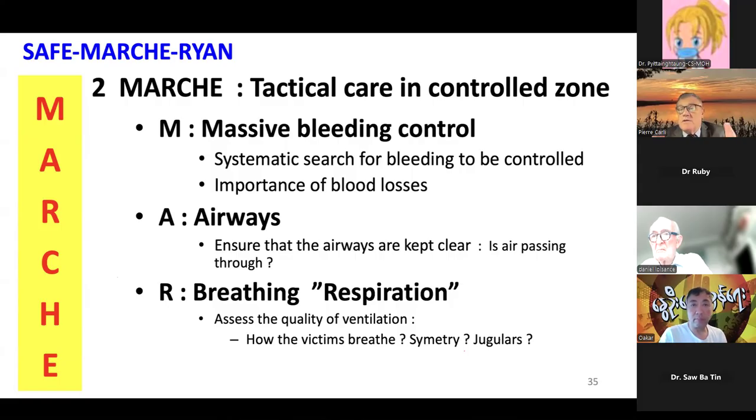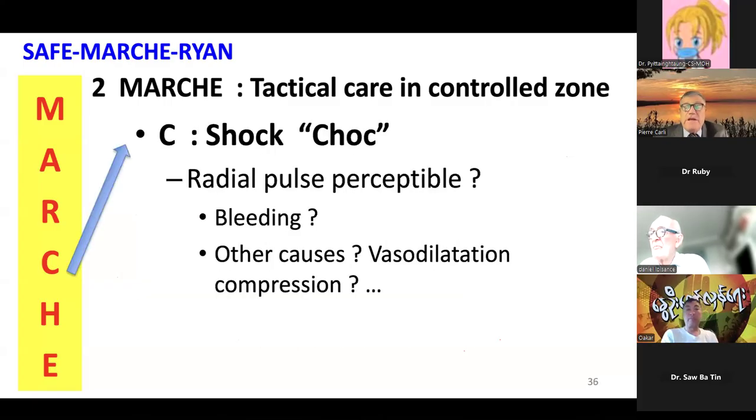If it is not, that means you are in a very important emergency. If it is, the patient is breathing. Then, breathing: assess the ventilation, how the victim breathes. And this is important in terms of, is it breathing normally? Is it breathing with an asymmetry? The fact that only half of the chest is breathing, and the fact also that you have pressure in the jugular vein, because the enemy here is the tension pneumothorax we have seen before. And we have a very limited time to save the patient with a tension pneumothorax.